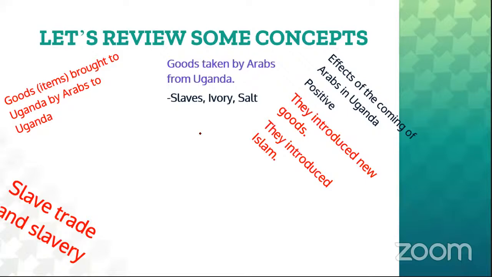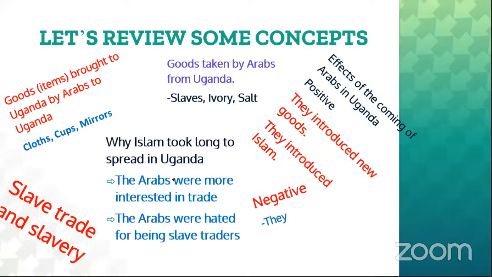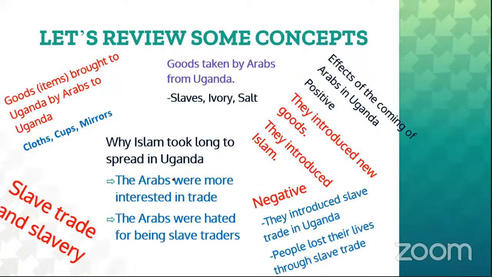Let's first continue with our review. So, negative effects, we've already given them. Why Islam took long to spread? We have said the Arabs were more interested in trade. The Arabs were hated for being slave traders. Okay? So those are the reasons why Islam took long.